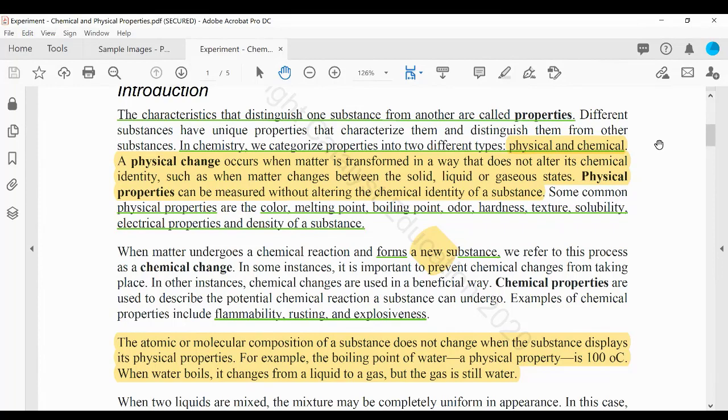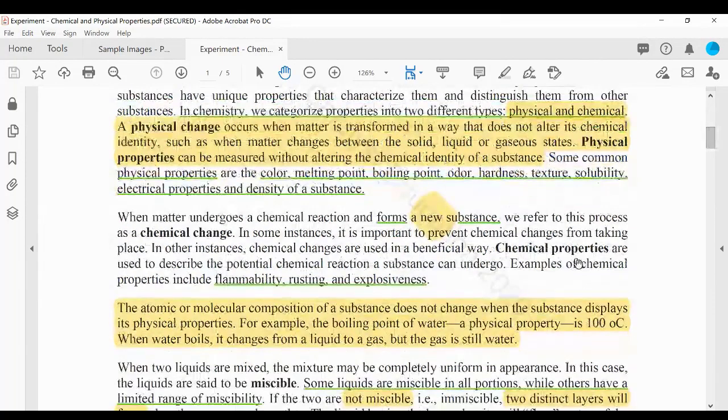Those characteristics of each substance are called properties. We divide the properties into physical properties and chemical properties. You will need to be able to distinguish when it's a physical property and when it's a chemical property. And what is the difference?